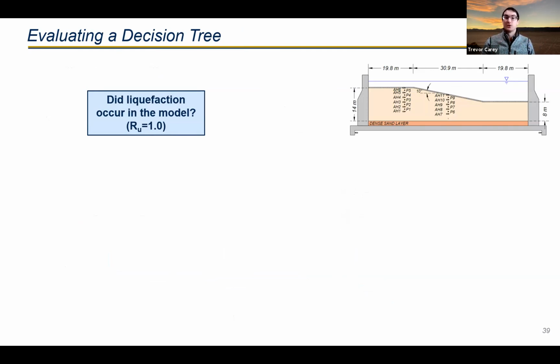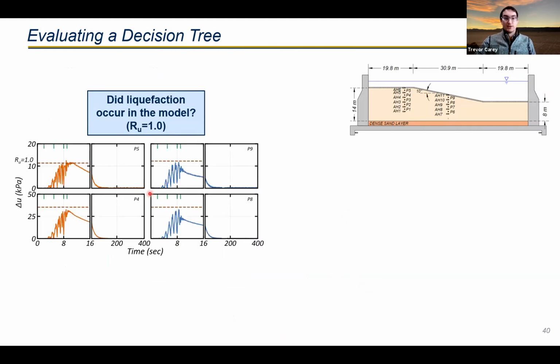At the top of the tree was: did liquefaction occur in the model? Shown here are some pore pressure responses, for pore pressures at the very top of the bench and in the middle of the slope. The dashed lines here represent the RU of 1. So for our cases, did liquefaction occur in the model? You can see, with the exception of this very top left model, most of these sensors reached an RU of 1. So the model did liquefy, or did not liquefy, excuse me. So we're going to go down the right-hand path of the decision tree, which is no, it did not liquefy.